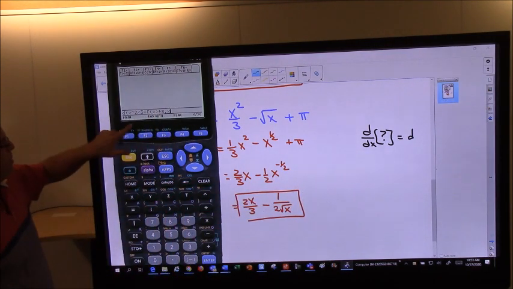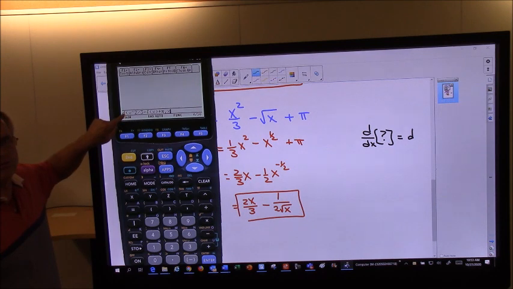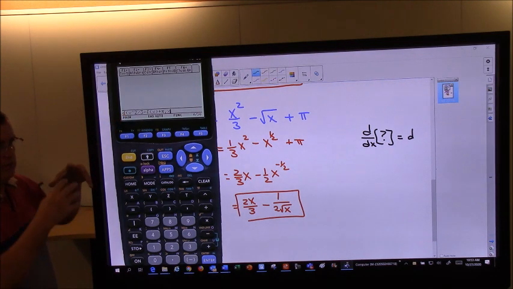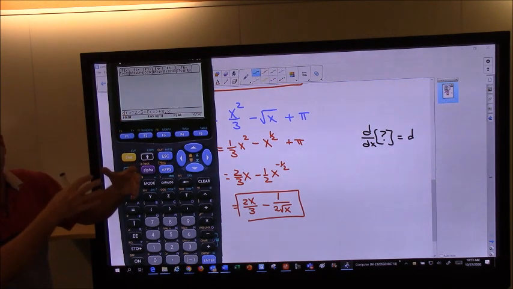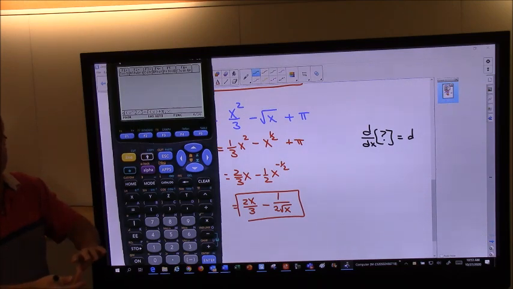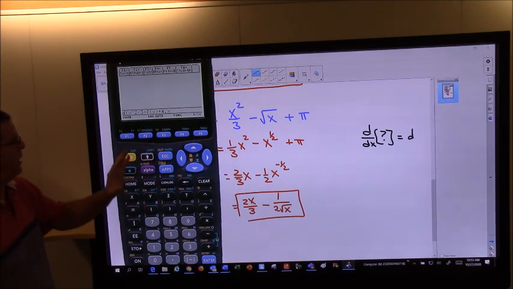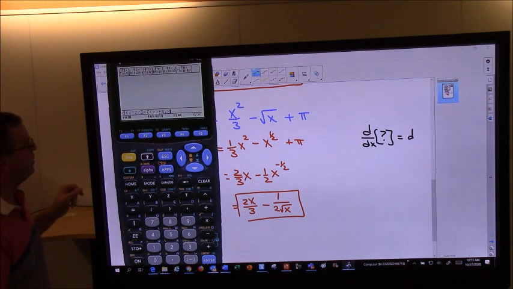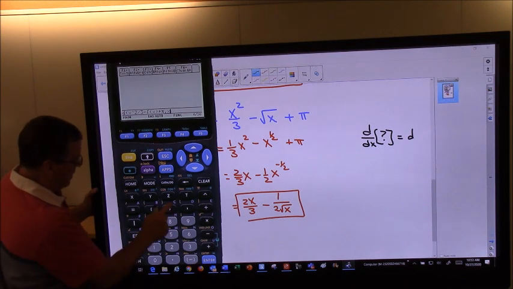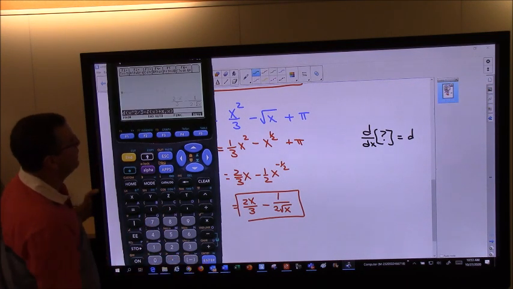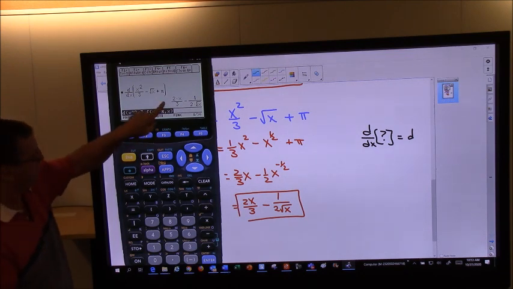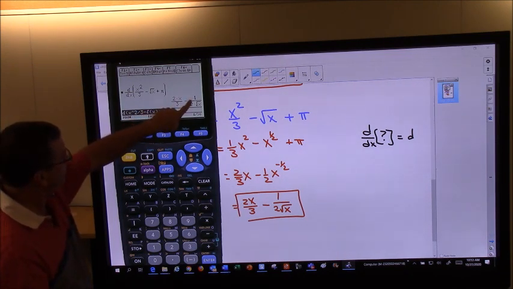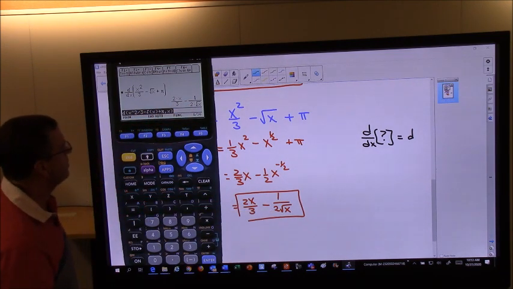That's how the calculator takes the dx part. And we have to do that because you can actually do the derivative of an expression with x's and y's in it with respect to x. That's something we'll talk about later. But that's why we have to tell the calculator with respect to what. And so then close parenthesis, and I hit enter. There's my answer: 2x over 3 minus 1 over 2 root x.